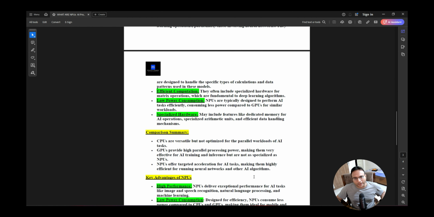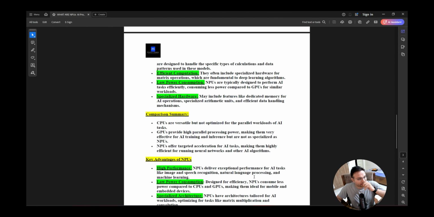Now talking about the comparison summary. If we're talking about the comparison, what exactly is it? CPUs are versatile but not optimized for the parallel workload of AI tasks. That's clear. Now, GPUs provide high parallel processing power, making them very effective for AI training and inference, but are not as specialized as NPUs.